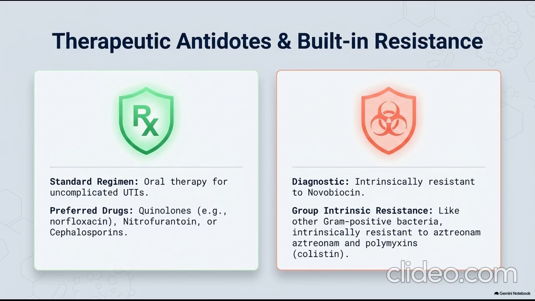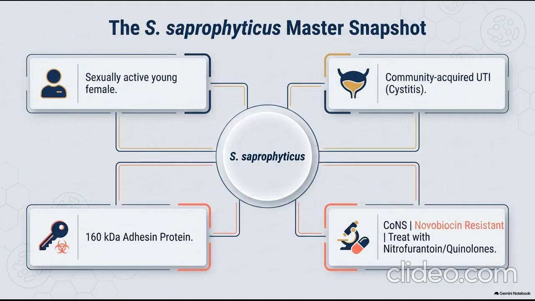It is a leading cause of community-acquired urinary tract infection, UTI, specifically acute cystitis. The demographic: it almost exclusively targets sexually active young women. The rare side: while typically a localized pathogen, it can occasionally cause more invasive systemic infections in immunocompromised individuals.